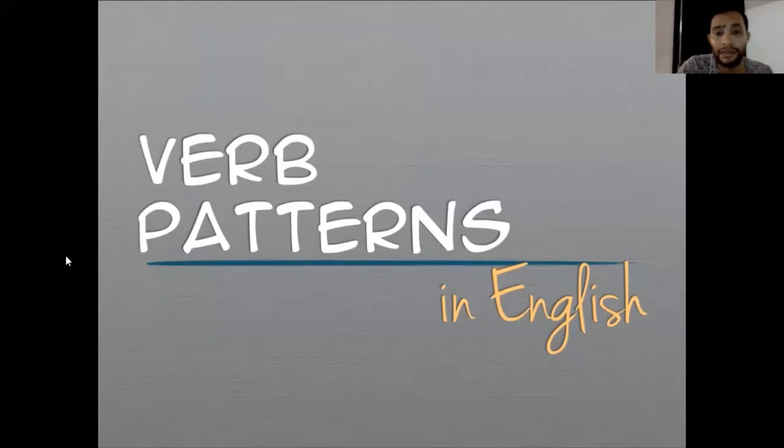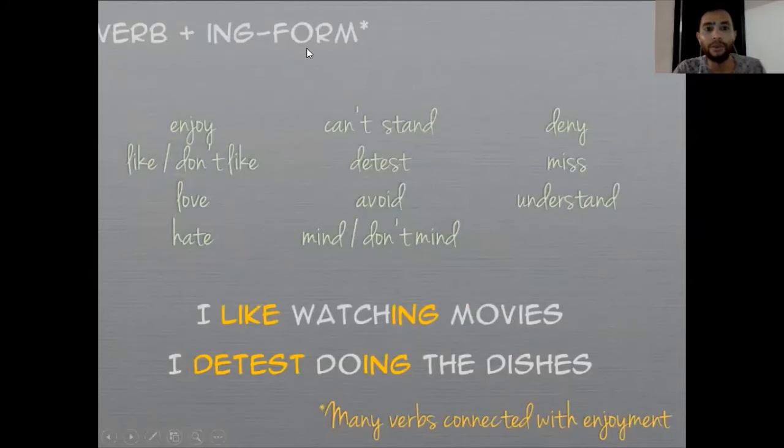The same thing happens here, but this is more like examples of how to use it, right? So verbs with the ing form, like enjoy, don't like, love, hate. Some of them can be used with both, like love and hate, but enjoy can only be used with the ing form. For example, I like watching movies, but you can also say, I like to watch movies, no problem.